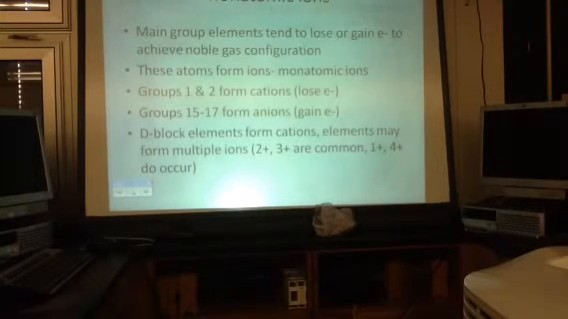Nitrogen. Nitrogen, N. Got it? Okay, jot down what kind of ion nitrogen's going to form. Okay. We'll pause for a second.